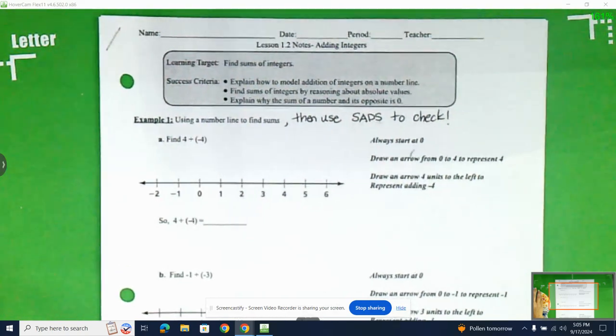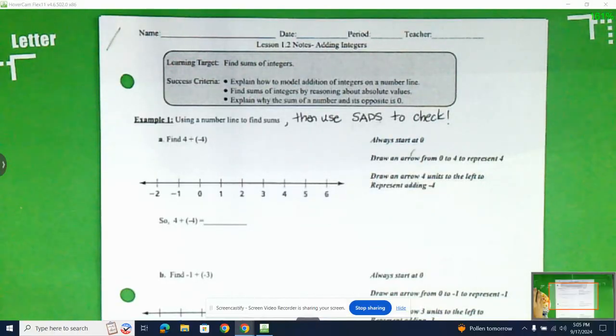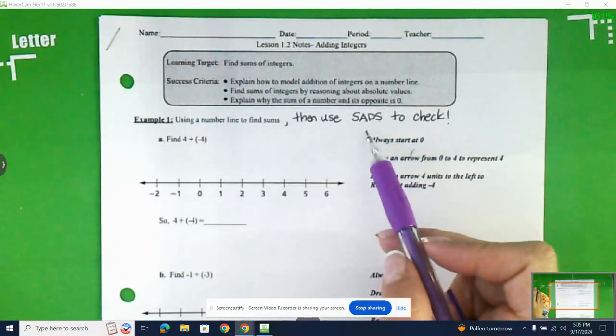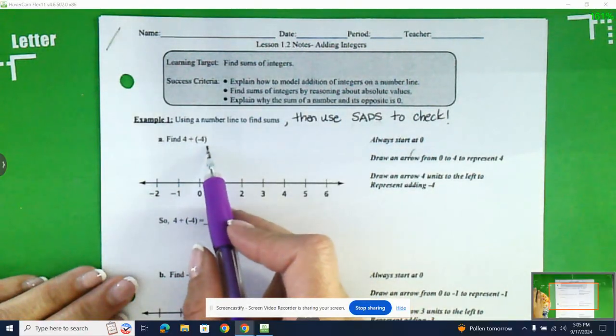Okay, welcome back. This is lesson 1.2, notes on adding integers. We are going to be adding integers using number lines and then also checking our work with other methods, including the acronym SADS. So looking at number 1 here, we have 4 plus negative 4.